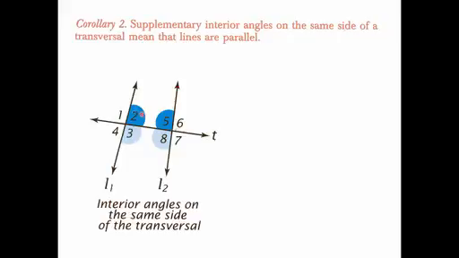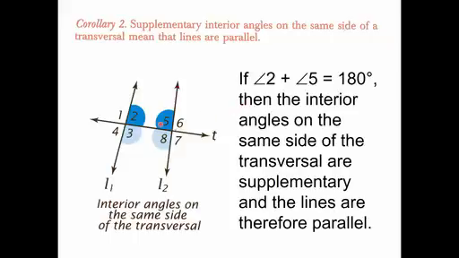Next one, corollary 2. Supplementary interior angles on the same side of a transversal mean that lines are parallel. Interior angles. So if angle 2 plus angle 5 is 180, then those angles are supplementary, and it means the lines have to be parallel. Well, how is that related to Theorem 17? Think about that one a minute.